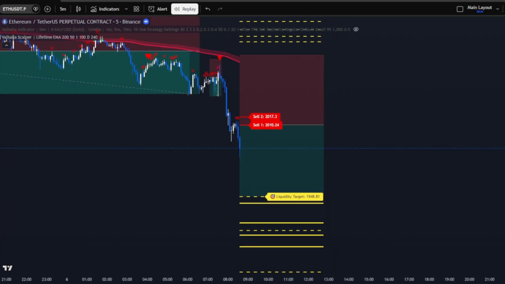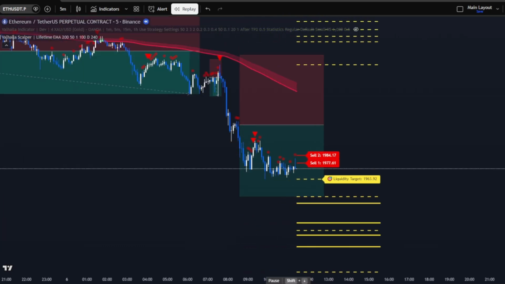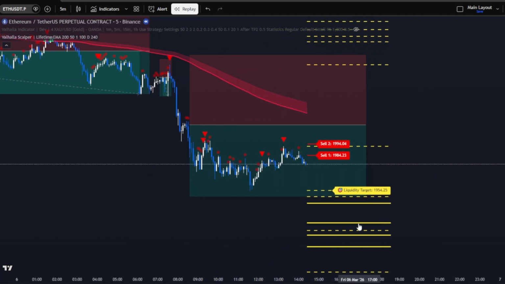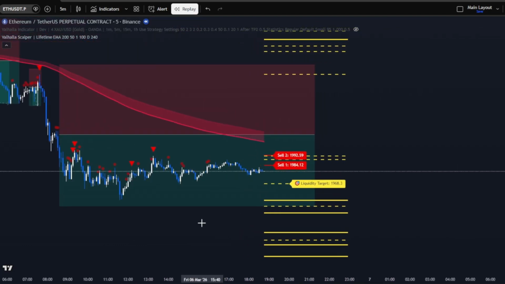That's it. Keep it simple. Trend tells you the direction, signals tell you when to enter, liquidity tells you where to exit. That's the full rundown on the Valhalla Scalper.